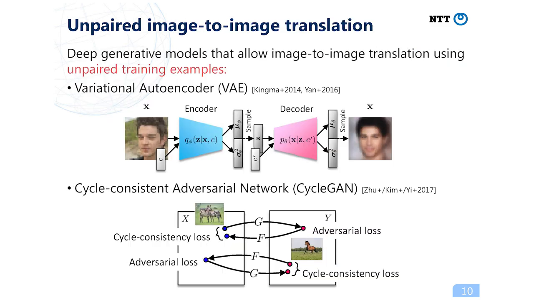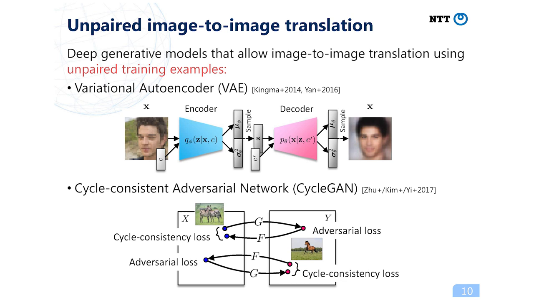So for the image-to-image translation problem, one promising approach is the method that can translate images without using paired training examples. Here we refer to it as unpaired image-to-image translation. And one example of this is the variational autoencoder.